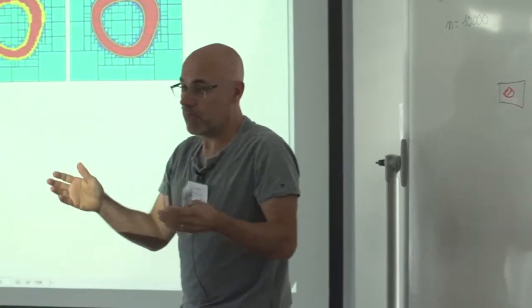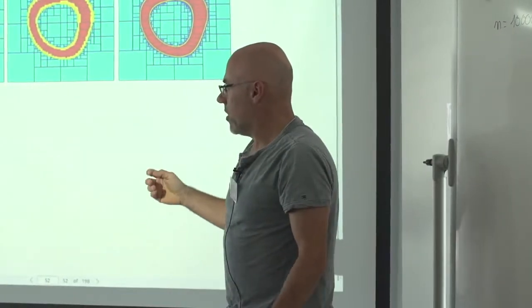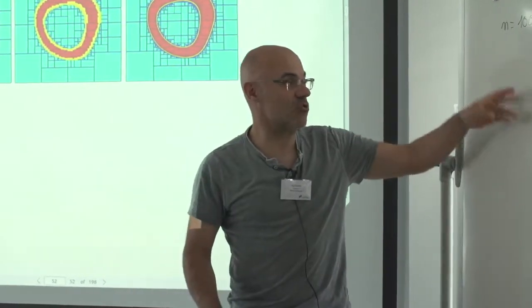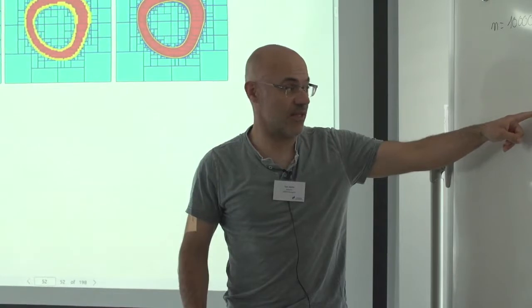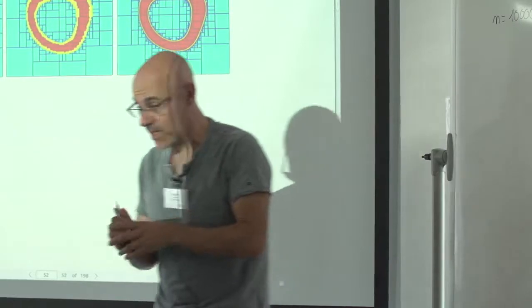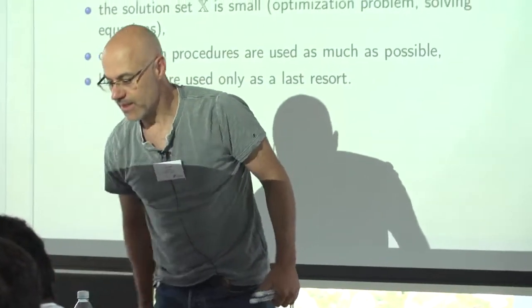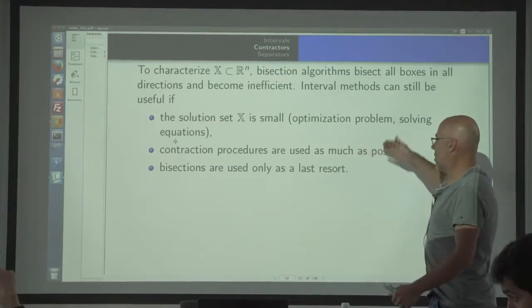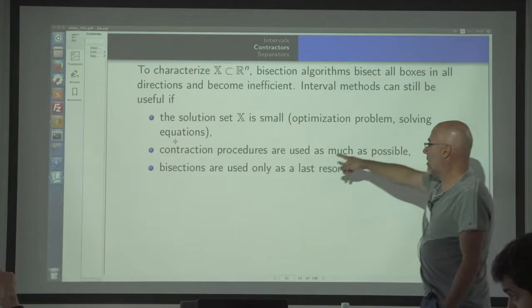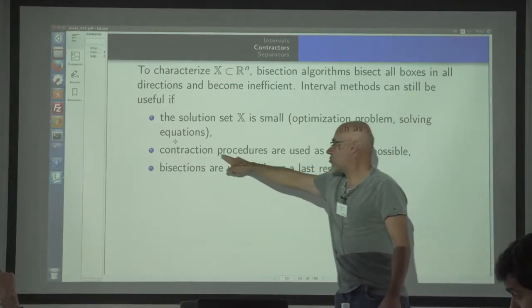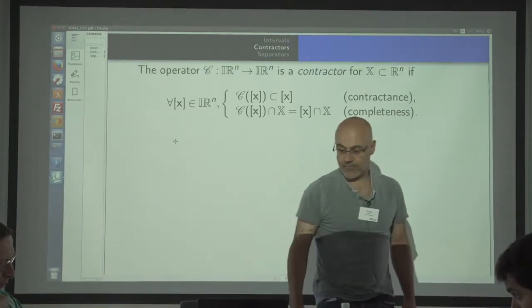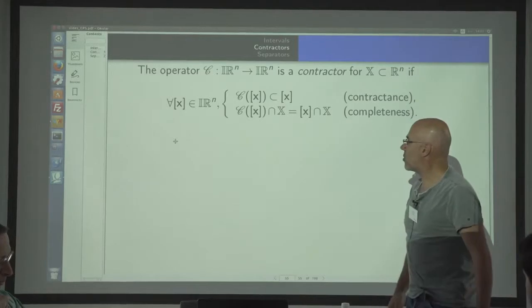And maybe, as we'll show later, checking a property of a system can often be translated into showing that a set of inequalities has no solution. So it means that the fault will never appear. Okay? So when x is small, I try to avoid bisection, using it only as a last resort, and will try to contract as much as possible. So the idea is formalized by the definition of a contractor.